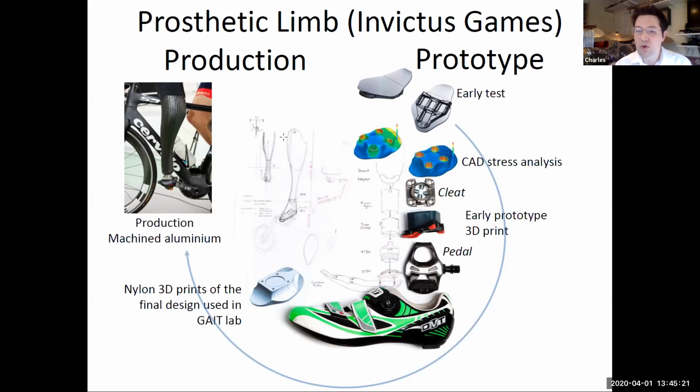And then a few more iterations were produced to make sure that these were suitable for the user. The user in the Gate Lab included some of the nylon 3D prints, but the final one, to ensure that it worked properly on the user, was machined quite literally from a CNC machine and produced using CNC of aluminium.